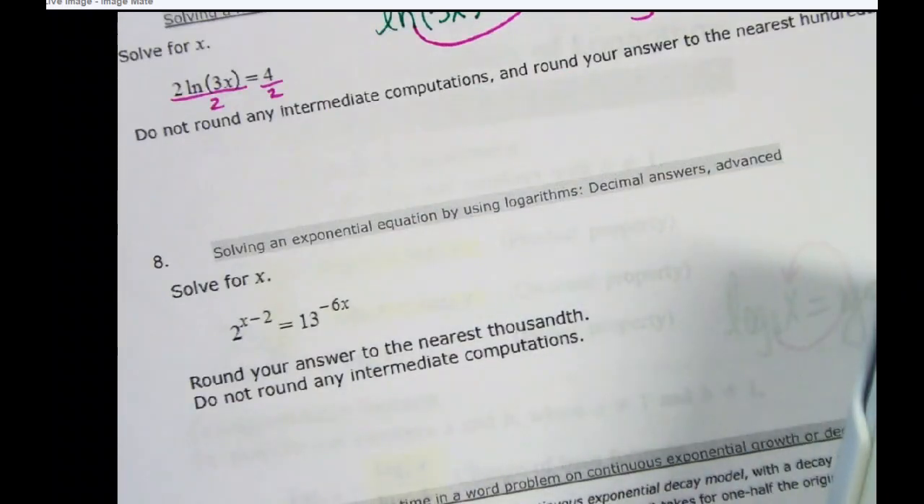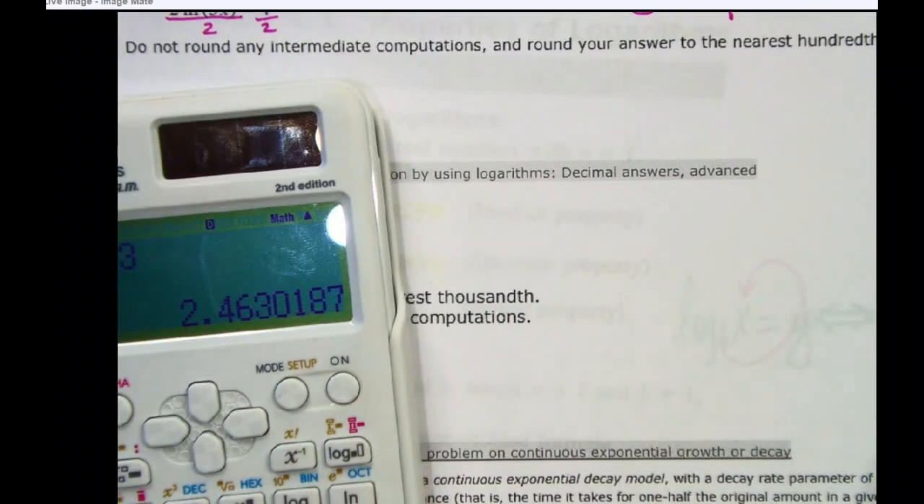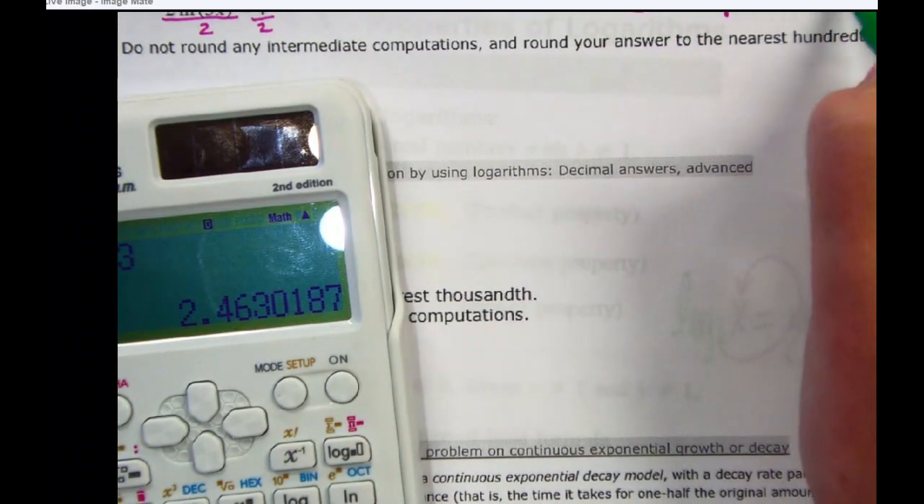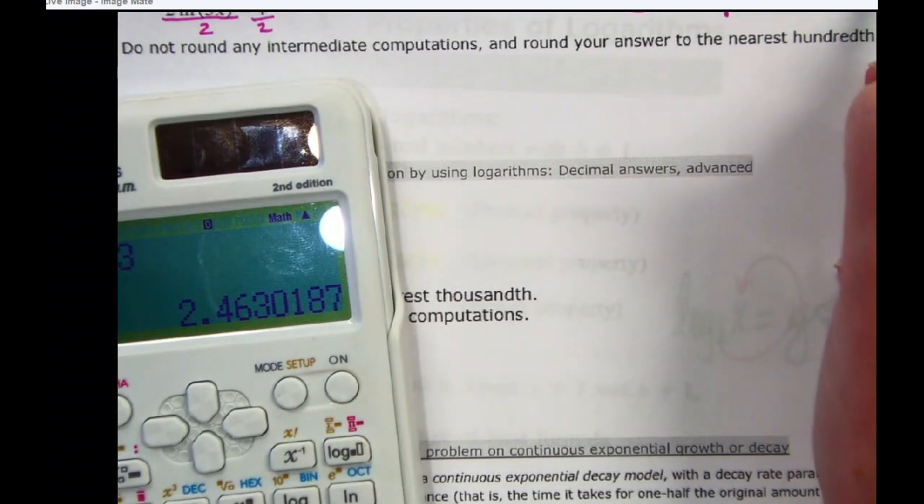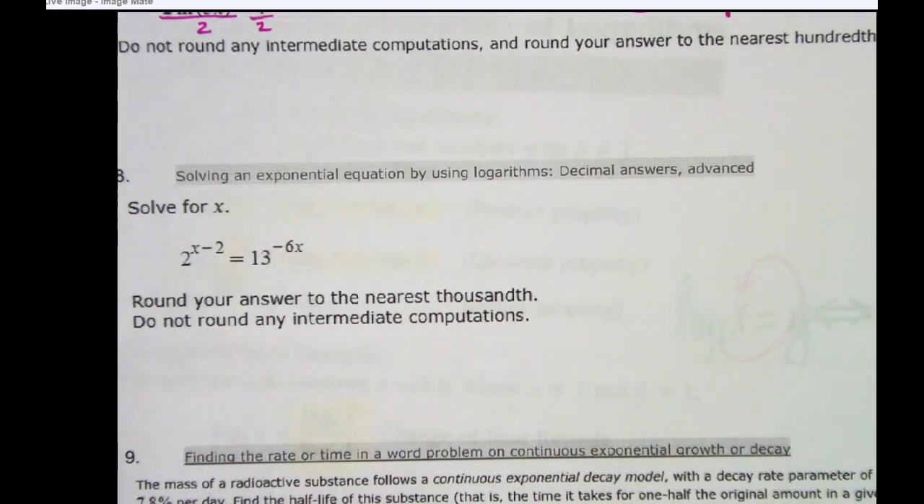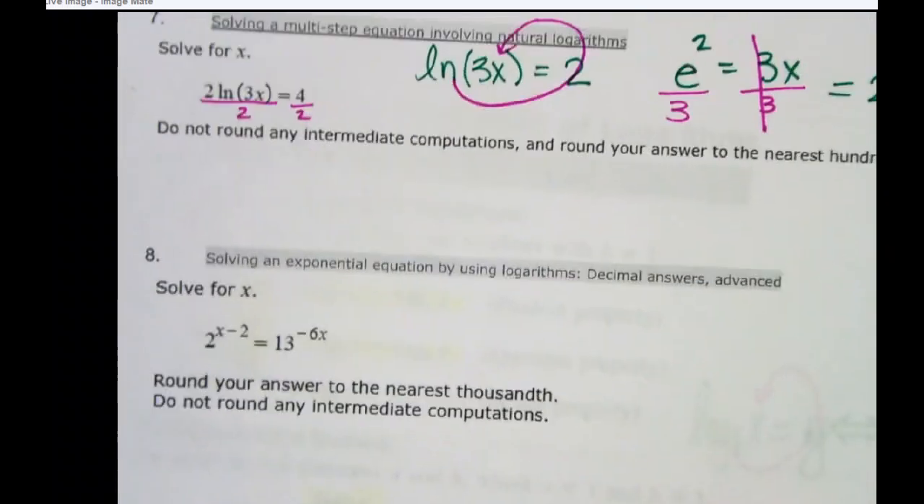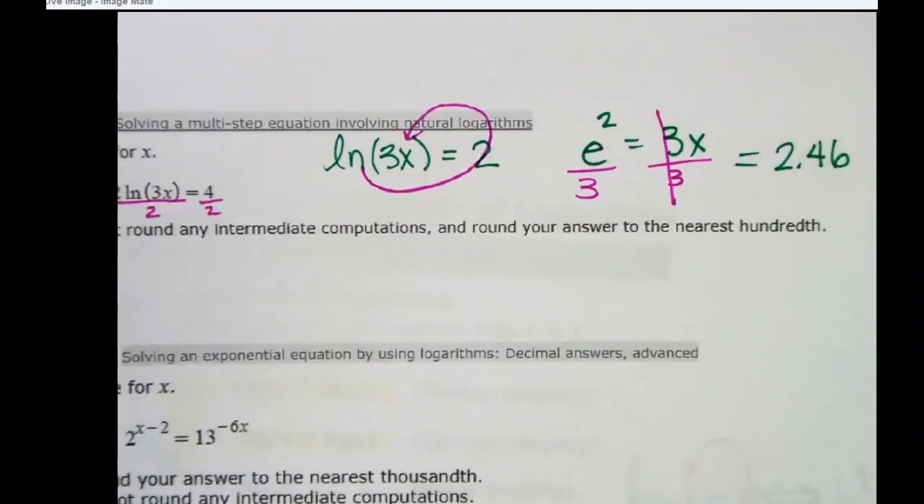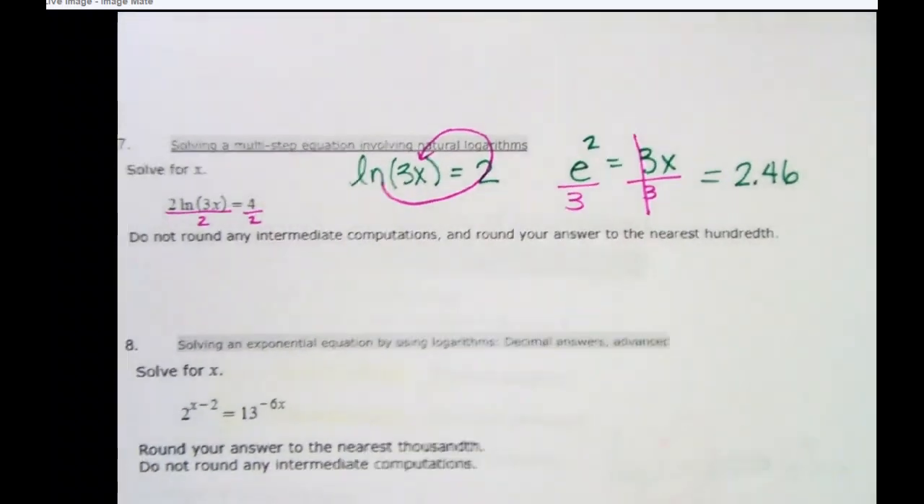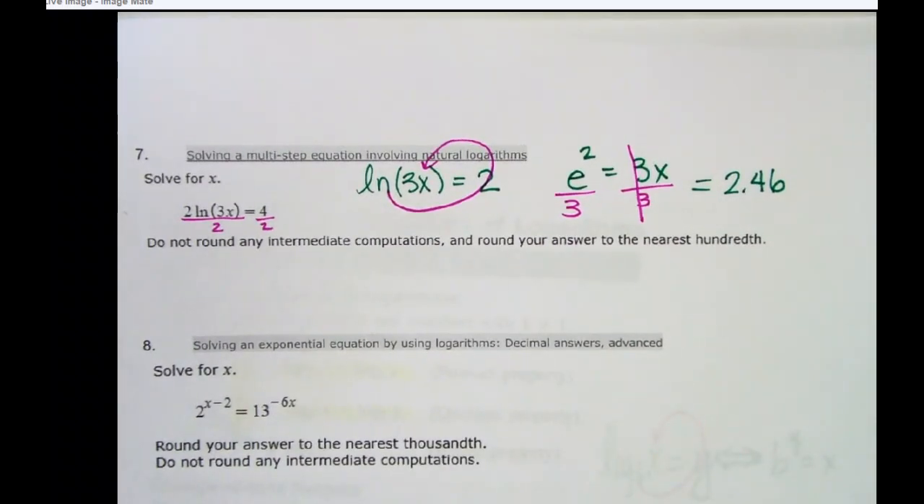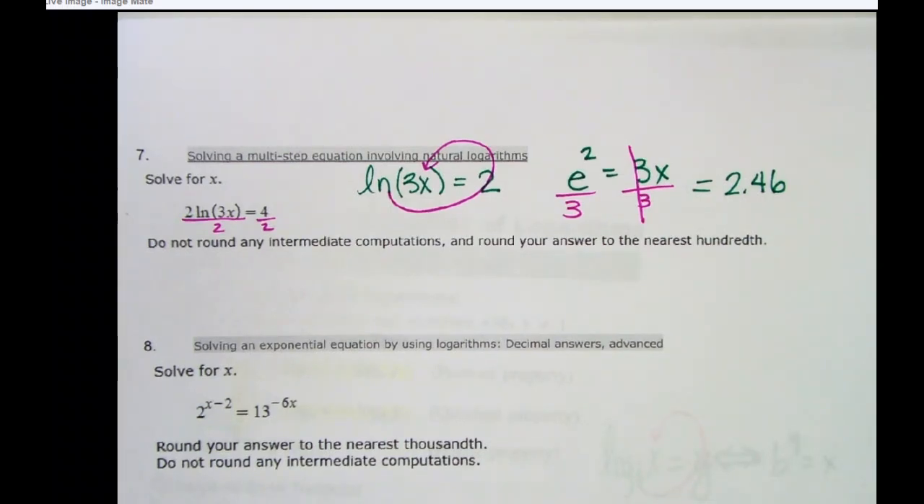Round, do not round until the end. Round to the nearest hundredth, 2.46. So, Reese, to follow up with your question, sorry about that, guys. I'm going to check my solution right here.